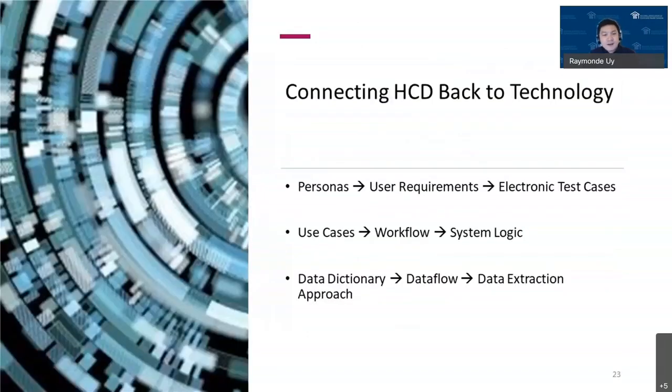And again, connecting human-centered design back to technologies. Personas are used to set user requirements, which then can be used to do electronic test cases. Use cases, the scenarios, would help illustrate the workflows, data workflows, and processes in your health centers. And then this would be used to create logic for automation. Last but not the least, the data dictionary will be used to define how the data flows and how we can easily extract data that we need for research purposes and for other use cases that you need.